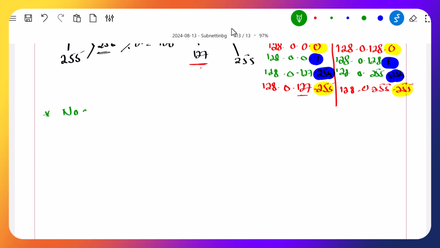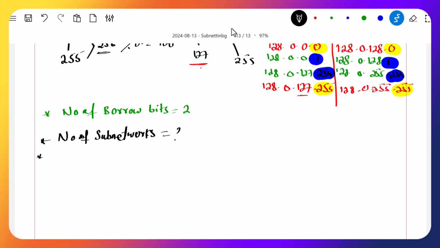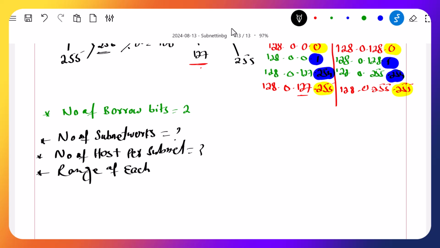So the number of borrow bits is equal to 2. Let's find our standard values. Number of subnetworks is equal to how much? Number of hosts per subnetwork. Range of each subnetwork.